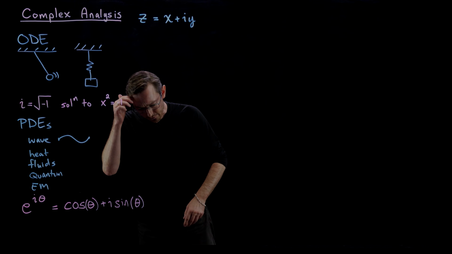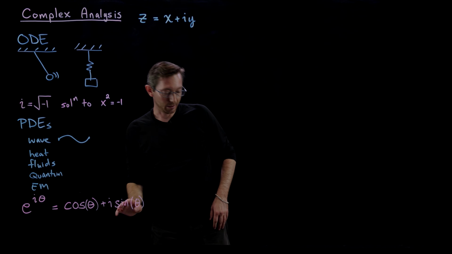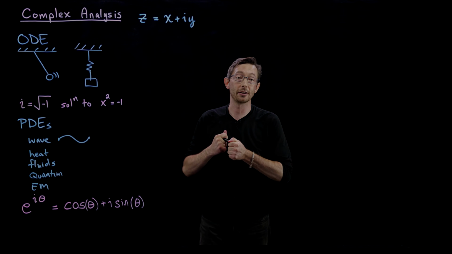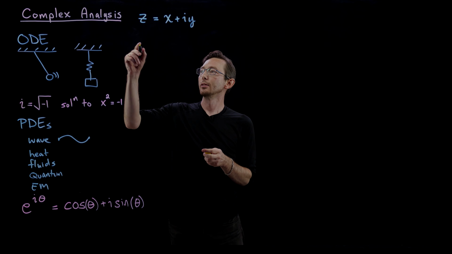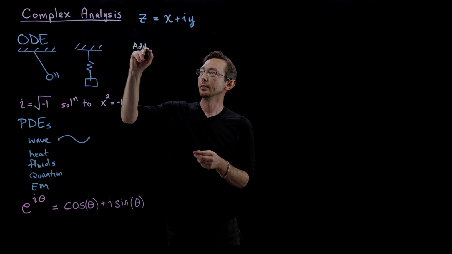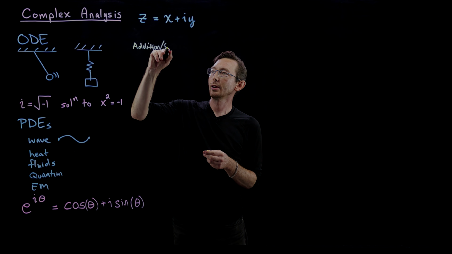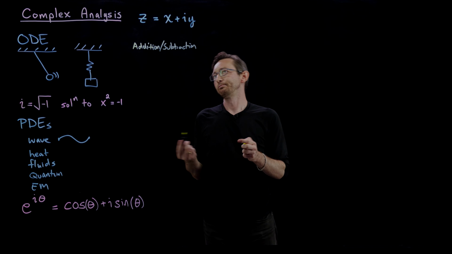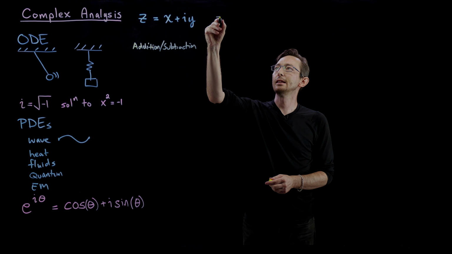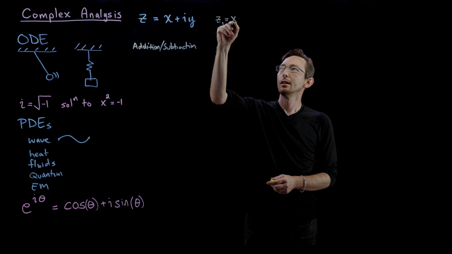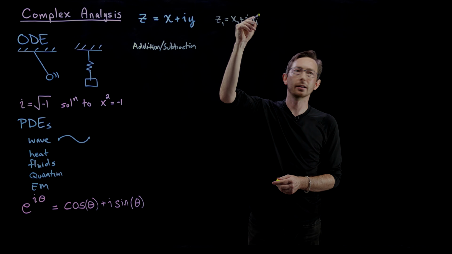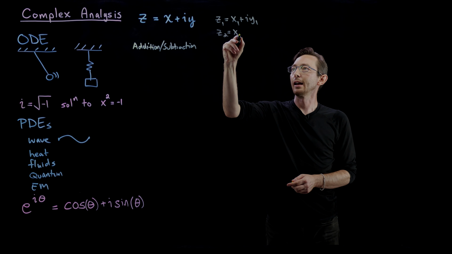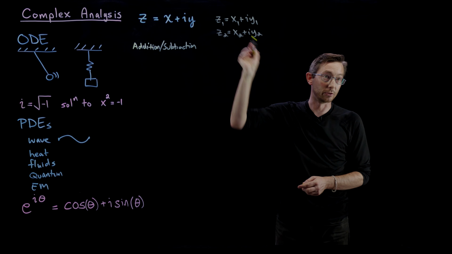Okay, good. So I think at this point, what I'm going to do is just go into basic things like how do you do addition and subtraction. So let's just get started. So addition and subtraction. And I'm going to say, let's say that we have z1 equals x1 plus iy1, and we're going to say that z2 equals x2 plus iy2. Good.